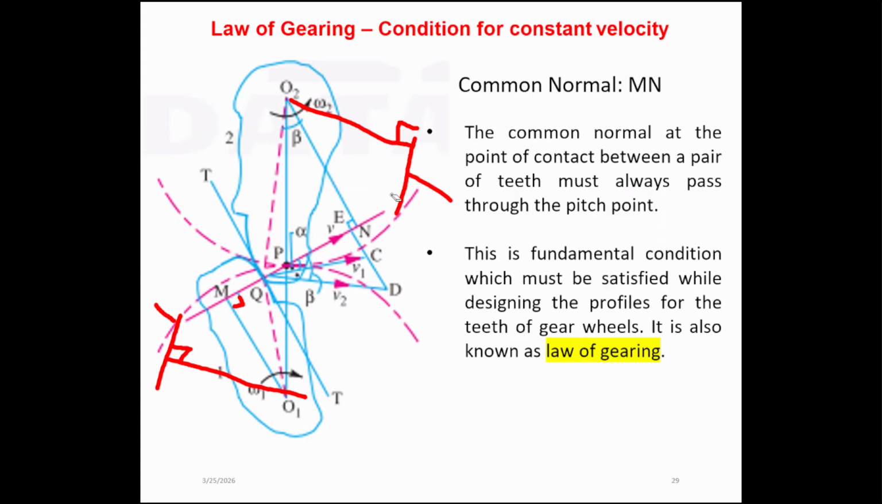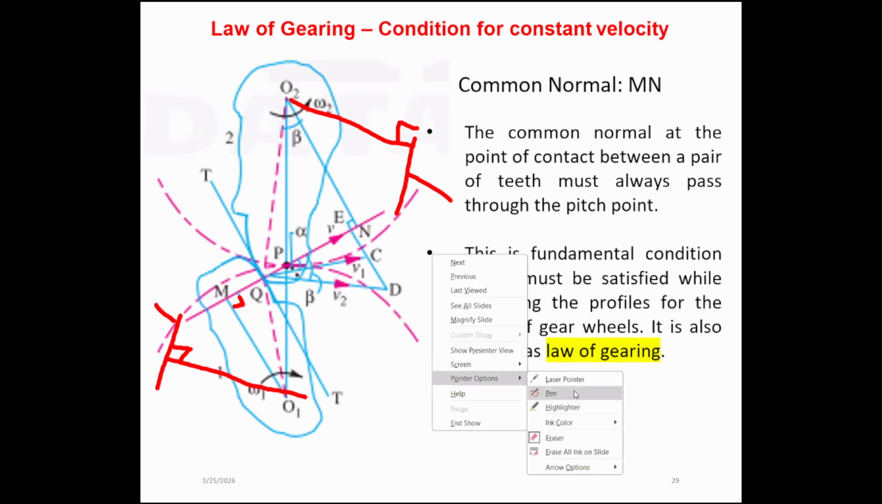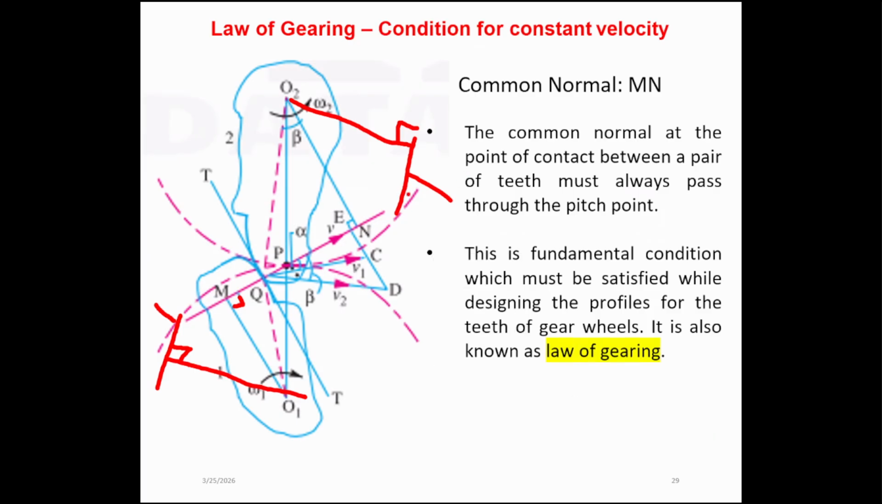Right? So this is also a normal. This is also a normal. This is also a normal, but it is not common. To become a common normal, you need to rotate this clockwise, and this needs to be rotated counterclockwise. So at one point, we can draw a single line which creates a normal to both circles.